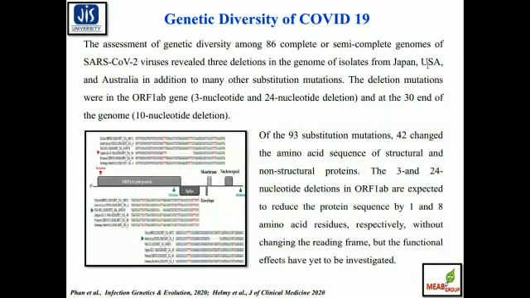The assessment of genetic diversity among 86 complete or semi-complete genomes of the SARS-CoV-2 viruses revealed 3 deletions in the genome of isolates from Japan, USA, and Australia, in addition to many other substitution mutations. The deletion mutations were in the ORF1ab gene and at the end of the genome. Of the 93 substitution mutations, 42 changed the amino acid sequence of structural and non-structural proteins. The 3 and 24 nucleotide deletions in ORF1ab are expected to reduce the protein sequence by 1 and 8 amino acid residues respectively, without changing the reading frame, but the functional effects have yet to be investigated.